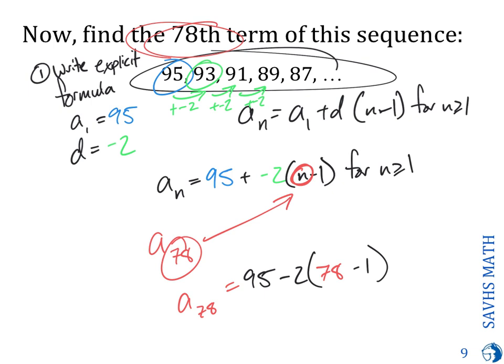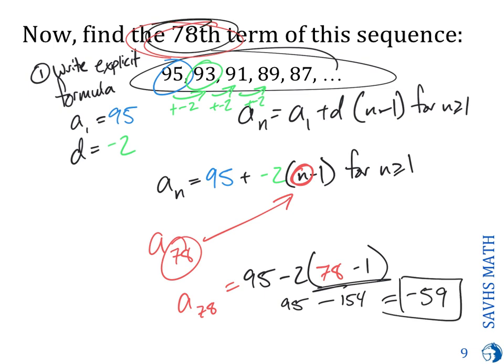What did you get? Well, 78 minus 1 is 77. 77 times 2 is 154. So 95 minus 154 is -59. So the 78th term of the sequence is -59. There is one almost exactly like this coming your way on the next slide. When you are done with that, you are done for the day.